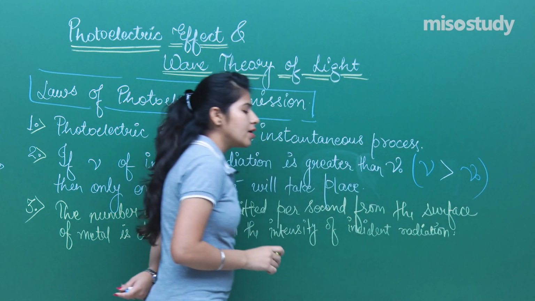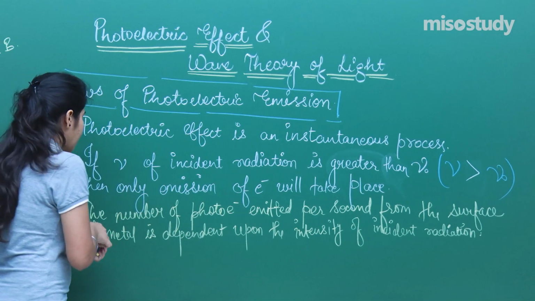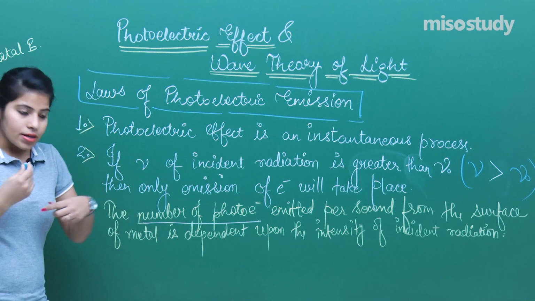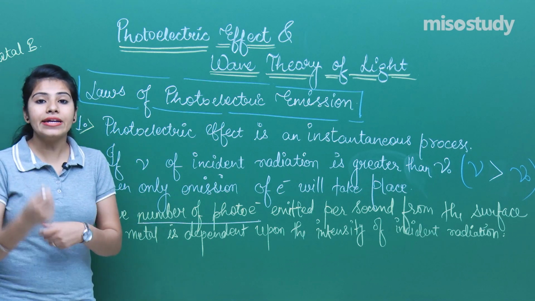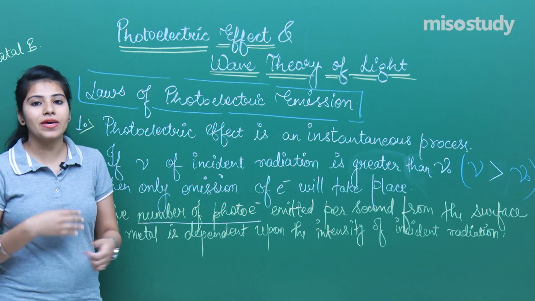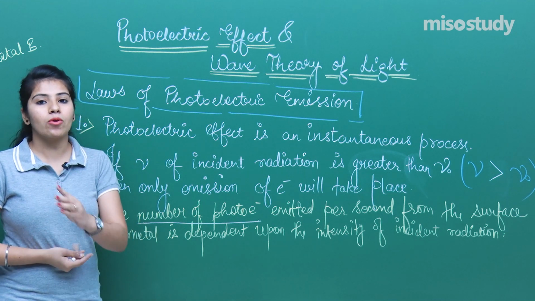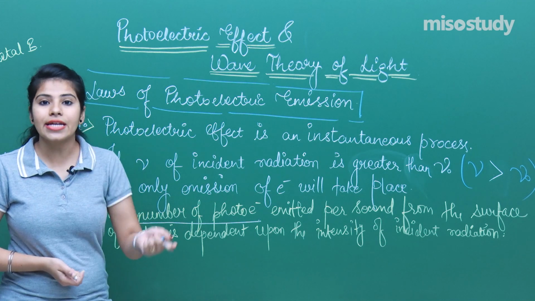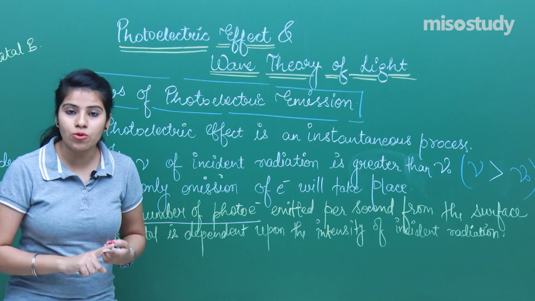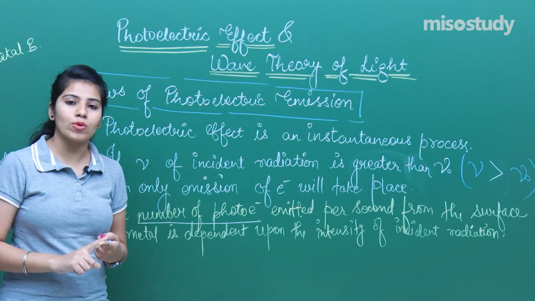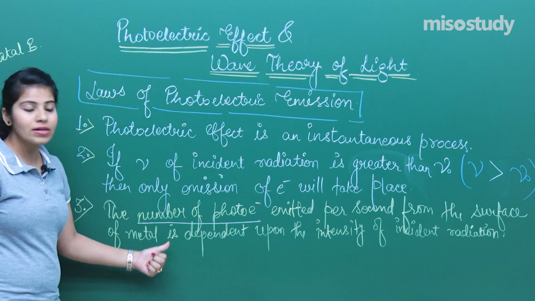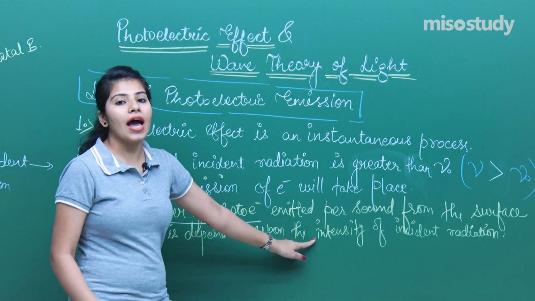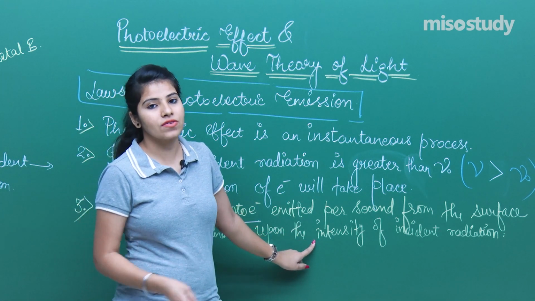Now, here we have talked about the number of photoelectrons. The fourth law says that the kinetic energy with which these electrons are being emitted depends upon the frequency of the incident light and is independent of the intensity. While this case is just opposite of that, here the number of photoelectrons emitted is dependent upon the intensity and is independent of the frequency of incident radiation.